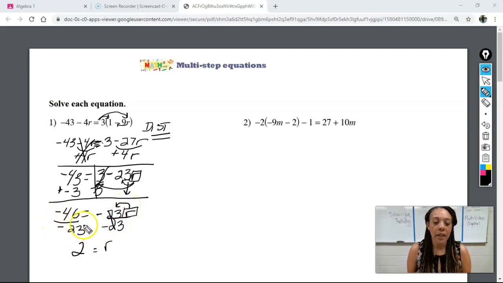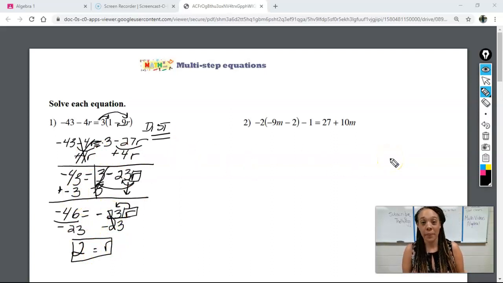And since they are both negatives, the rules for multiplying and dividing with integers: if they are the same sign, your answer is positive. If they are different signs, then your answer is negative. So that first one there is r equals the number 2. Today we're not going back to check our work, we're just getting our work complete.